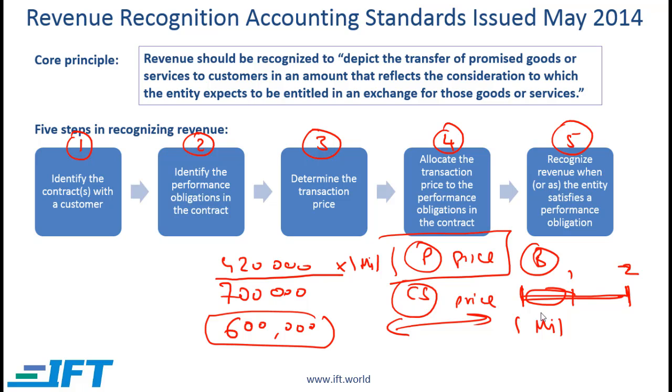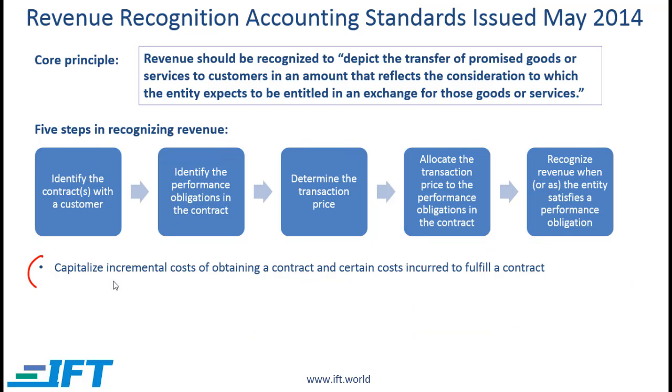This new converged standard also gives guidance on how to deal with variable consideration. So for example, if the customer says to the entity that if the project is completed on time, then there will be a performance bonus of 200,000. So how should this be accounted? The existing standards do not give sufficient guidance on how to deal with this variable consideration, but according to the new standard, a company is allowed to recognize variable consideration if it can conclude that it will not have to reverse the cumulative revenue in the future.